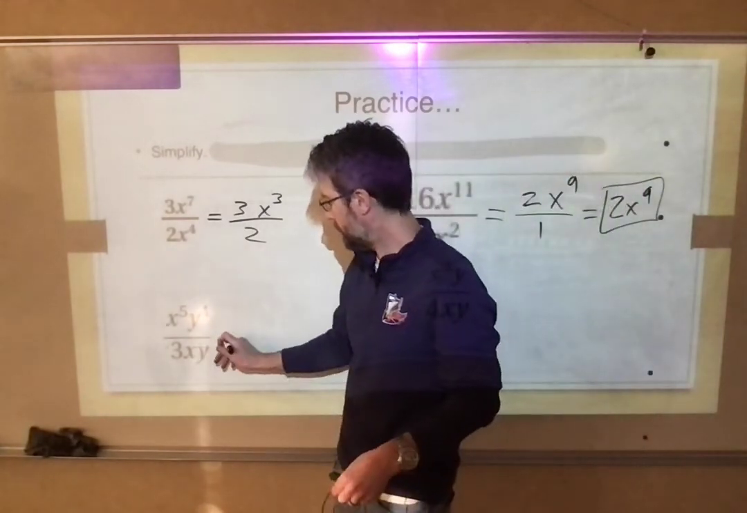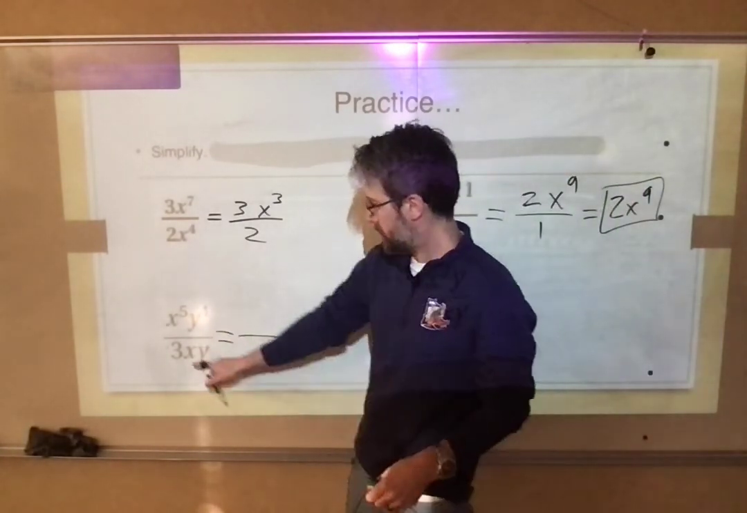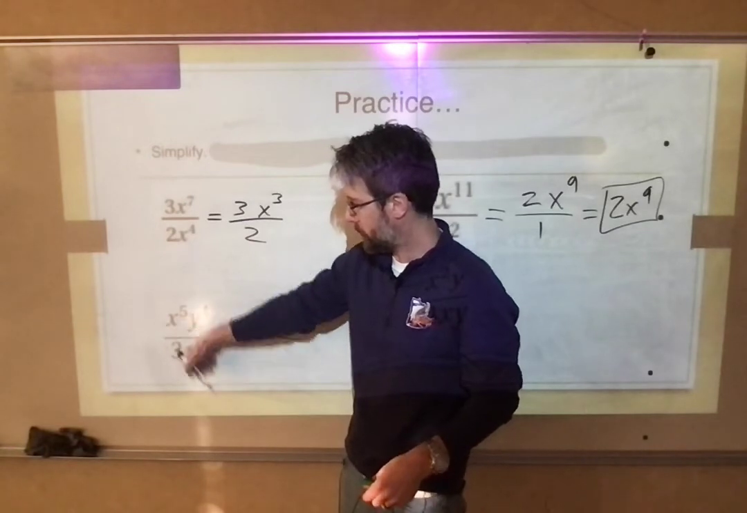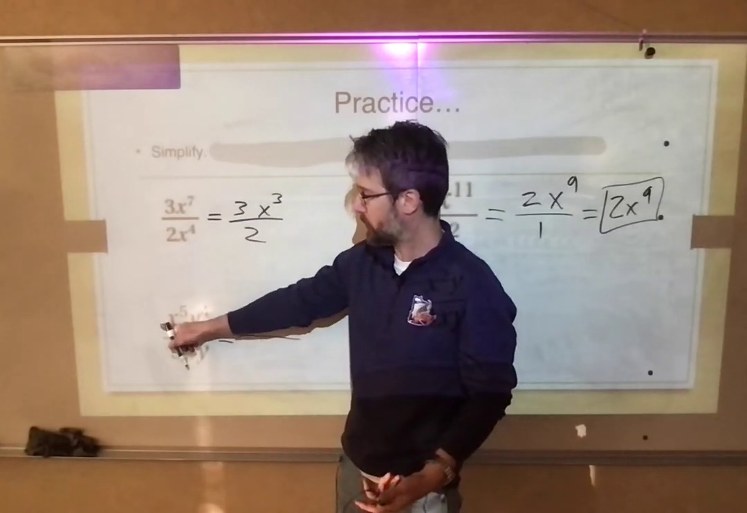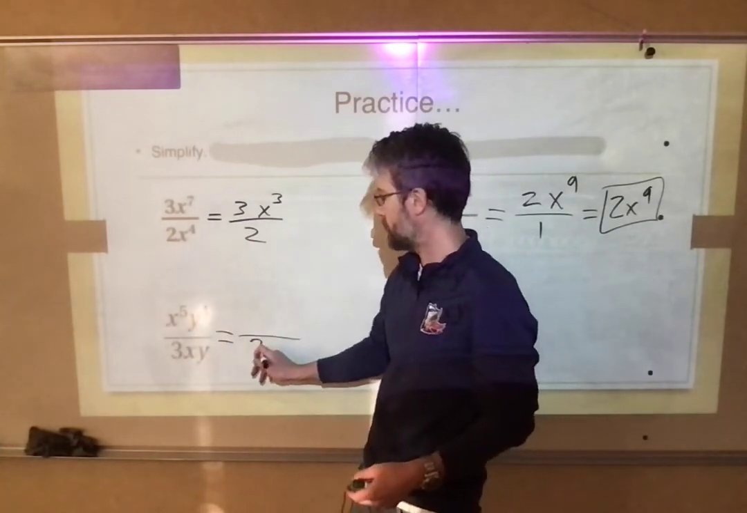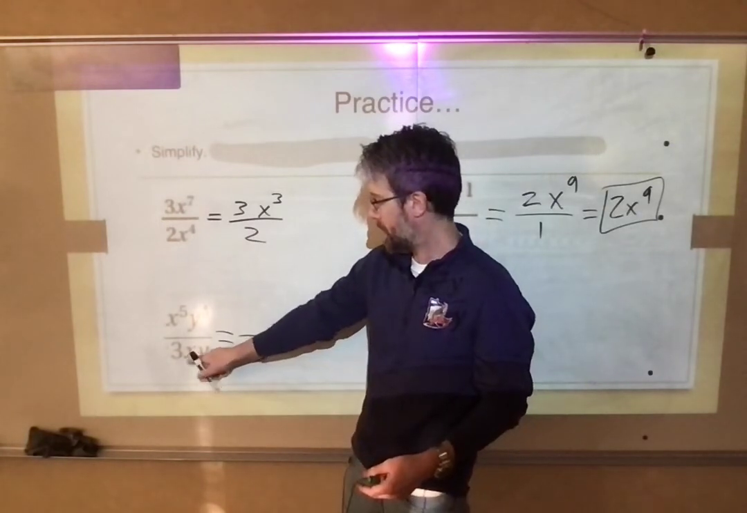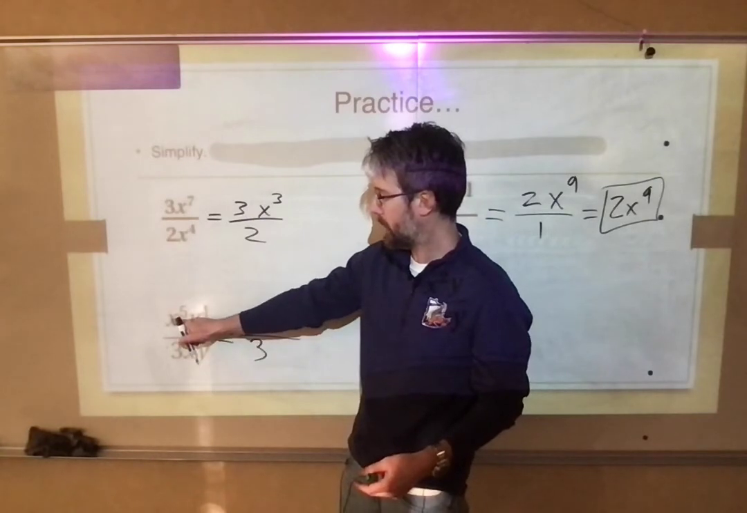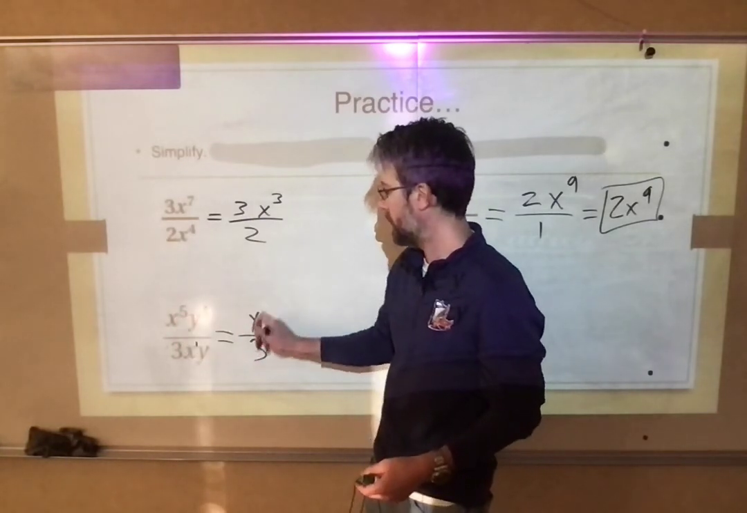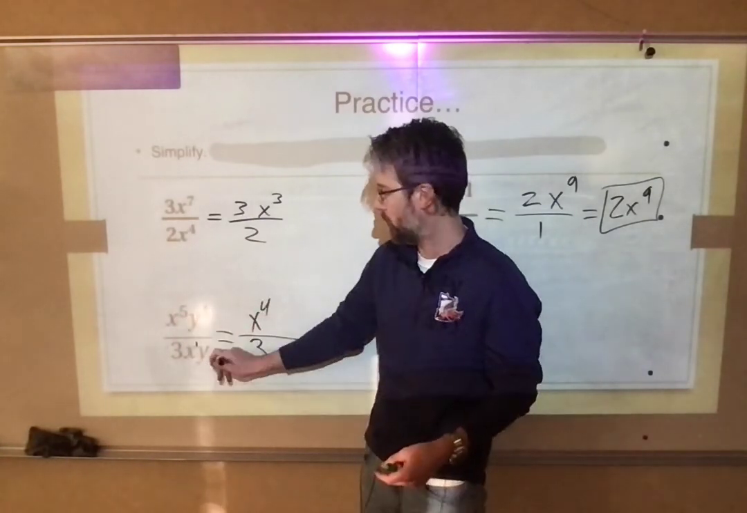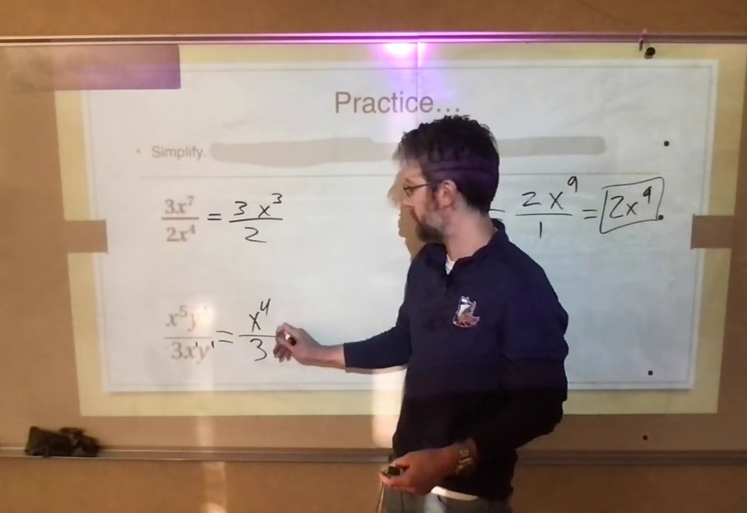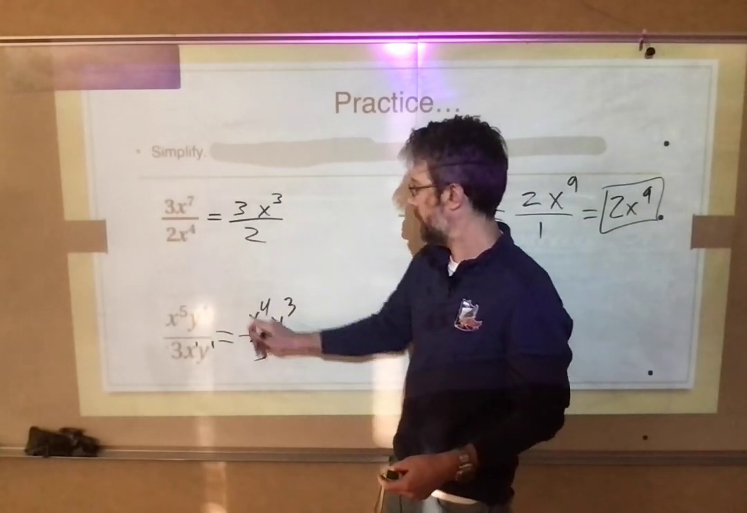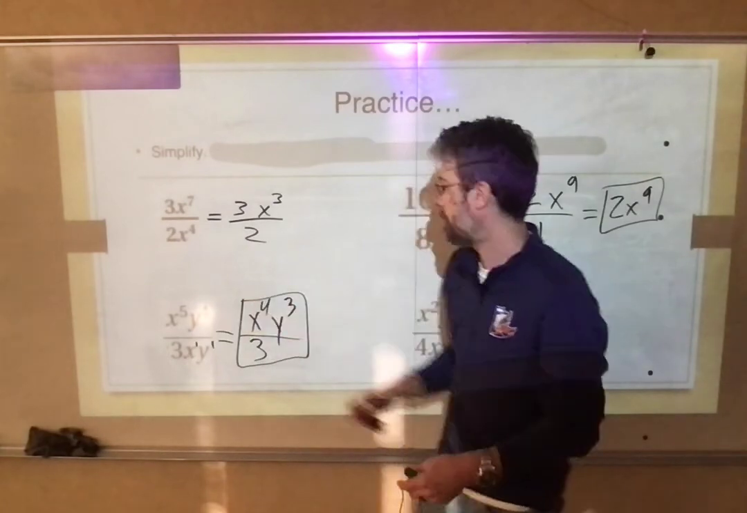All right, this guy, the 3 doesn't have anything to cancel with on top, right? If there's no number there, that number's 1, and 1 over 3 doesn't reduce. Then this x, remember if there's no exponent, that is x to the first. 1 cancels 1, and it is x to the 4th. And then 1y down here cancels 1 from the top, so there's 3 left over. X to the 4th y cubed over 3.